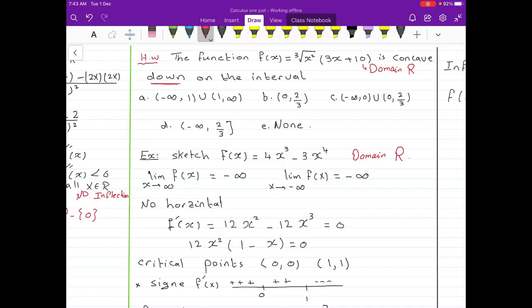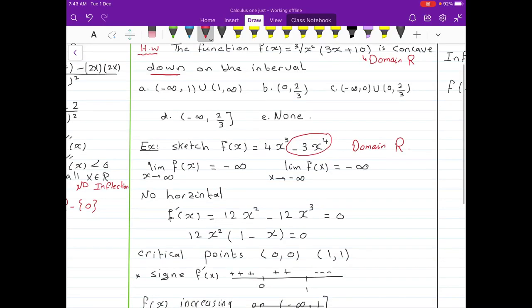Now, if you find the limit of f(x) as x approaches infinity, the behavior for this function is like -3x^4. So the limit is minus infinity. And the limit of f(x) as x approaches minus infinity is also minus infinity.